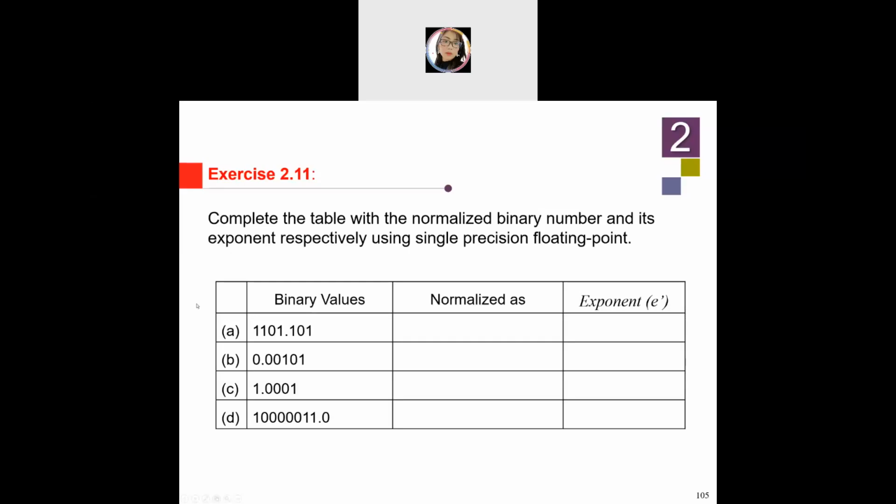Okay, now help me to do the normalization for this IEEE. For this number 1, you are given the binary, no need for you to do the conversions anymore. This is the binary value. What is the normalized form of this? What do we need to do? Maybe?